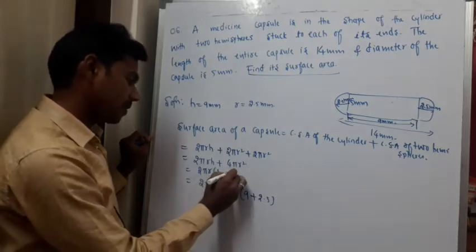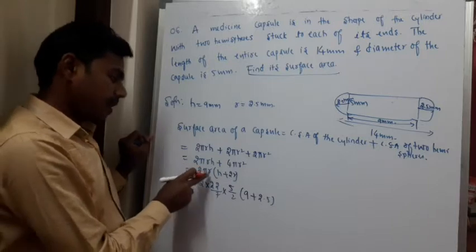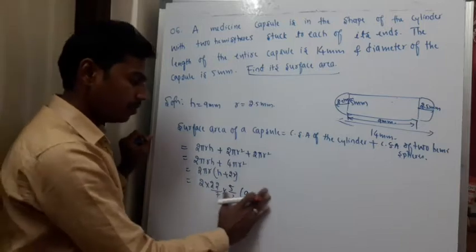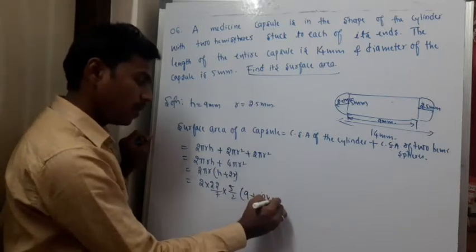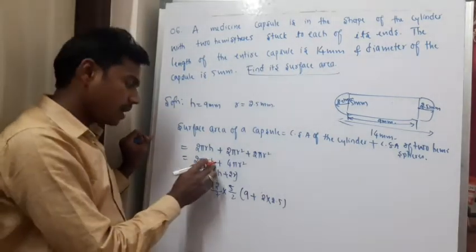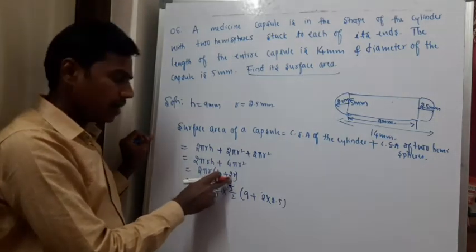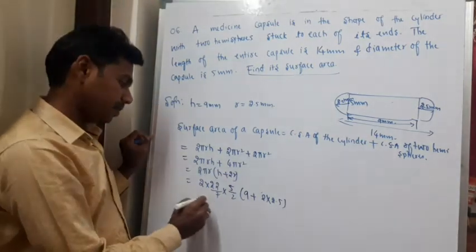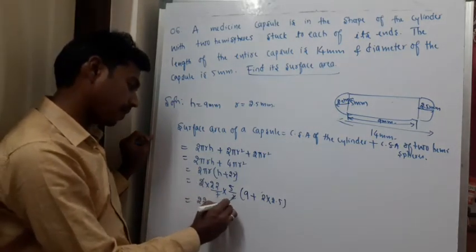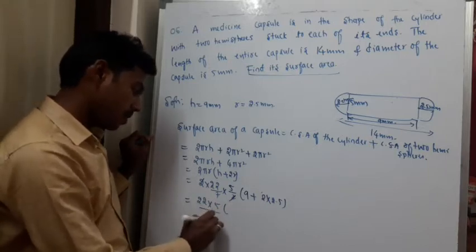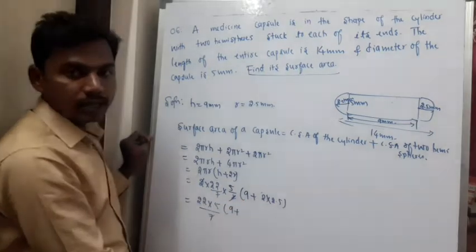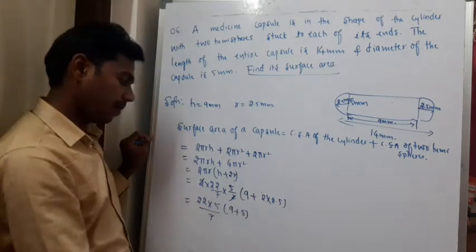Since I have taken 2 pi r common, h will be left here. Since 2 2s are 4, 2r will be left. This will be equal to 2 into 2.5. So 22 into 5 divided by 7, times 9 plus 2 into 2.5, which is nothing but 5.